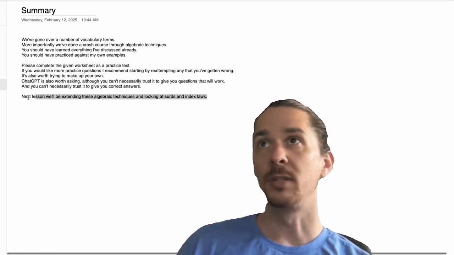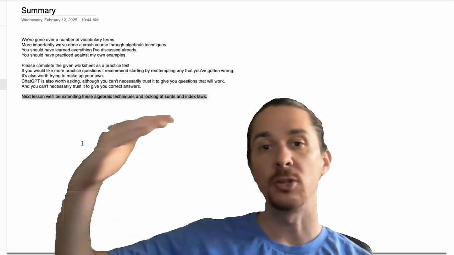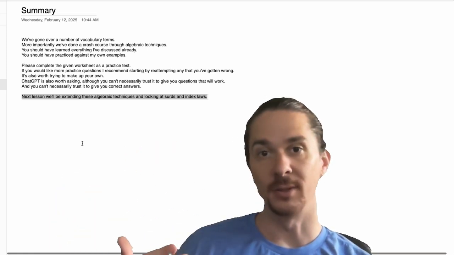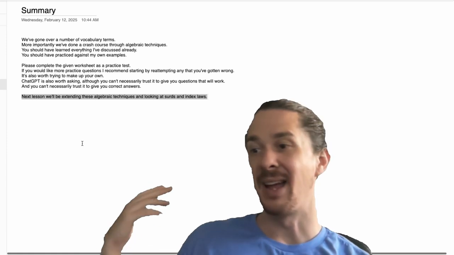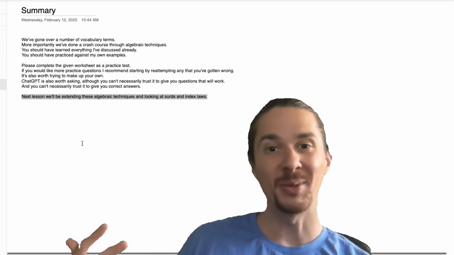Next lesson, we're going to be extending the algebraic techniques we've looked at today, and we're going to take it to looking at more surds and also looking at the index laws. So I hope that everything we've discussed was clear. I hope that it made sense. And if it didn't, I hope to see you asking me questions about it soon.